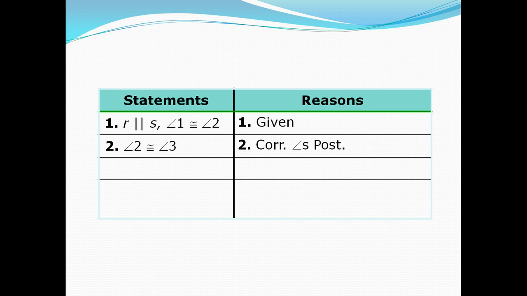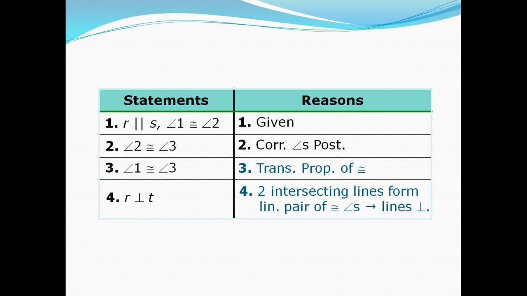Second, we know then that angle 2 is congruent to angle 3 by the corresponding angles postulate. Angle 1 is congruent to angle 3 from the transitive property of congruence. And R is perpendicular to T because two intersecting lines form linear pairs of congruent angles. The lines are perpendicular.